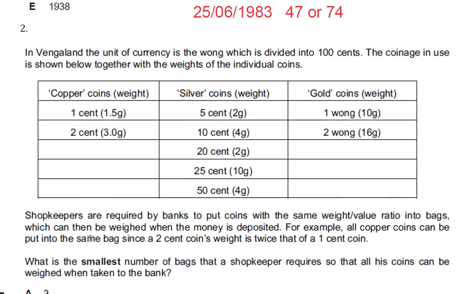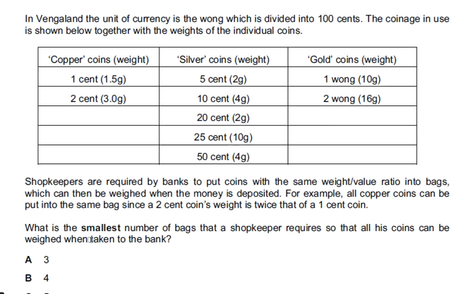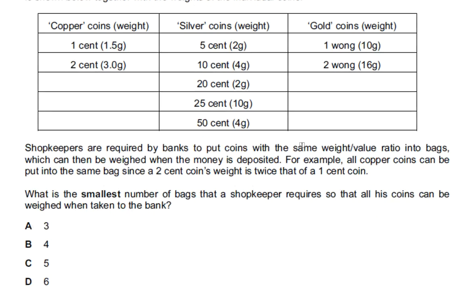Okay, this one is, well, I'll read the question first. In Vengaland, the unit of currency is the won, which is divided into 100 cents. The coinage in use is shown below together with the weights of the individual coins. So you get copper coins, the weight, silver coins, the weight, gold coins, the weight. All right, shopkeepers are required by banks to put coins with the same weight value ratio. All right, ratio is the important word here.